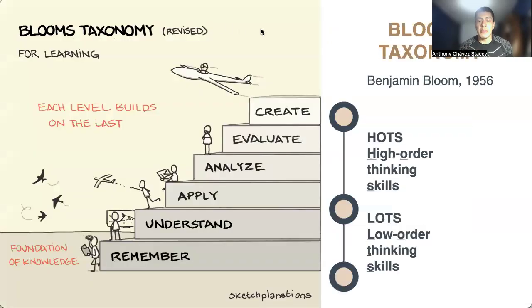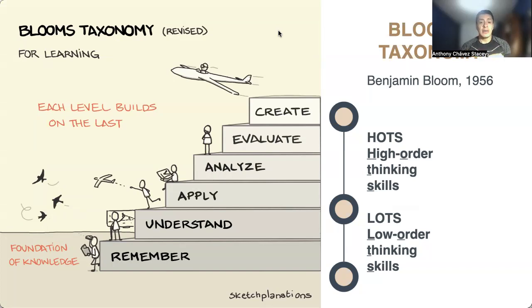Let's analyze Bloom's taxonomy by Benjamin Bloom, 1956. We need to take a look over, first of all, what is this Bloom's taxonomy? Let's revise them. This will be for learning. We are going to divide this into sections, the LOTS part and the HOTS part. You might be wondering, what is the LOTS and what is the HOTS and what are their main differences?